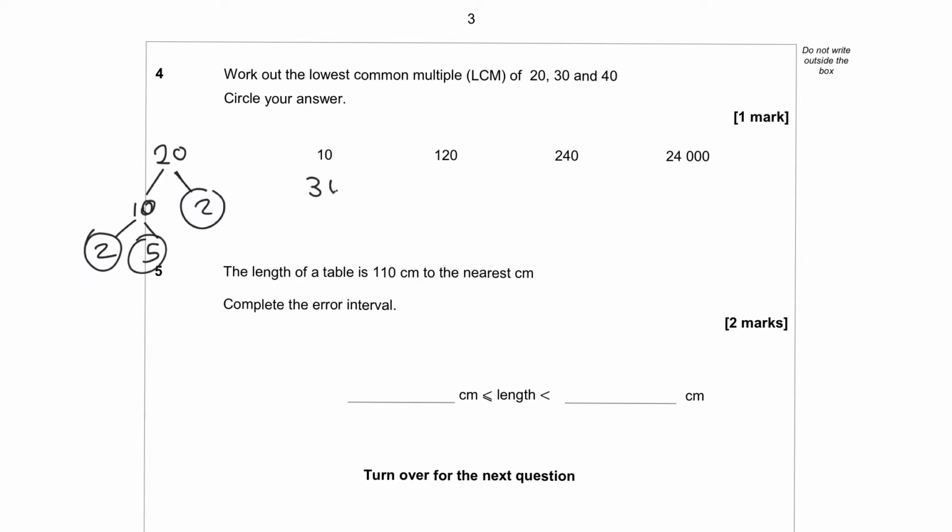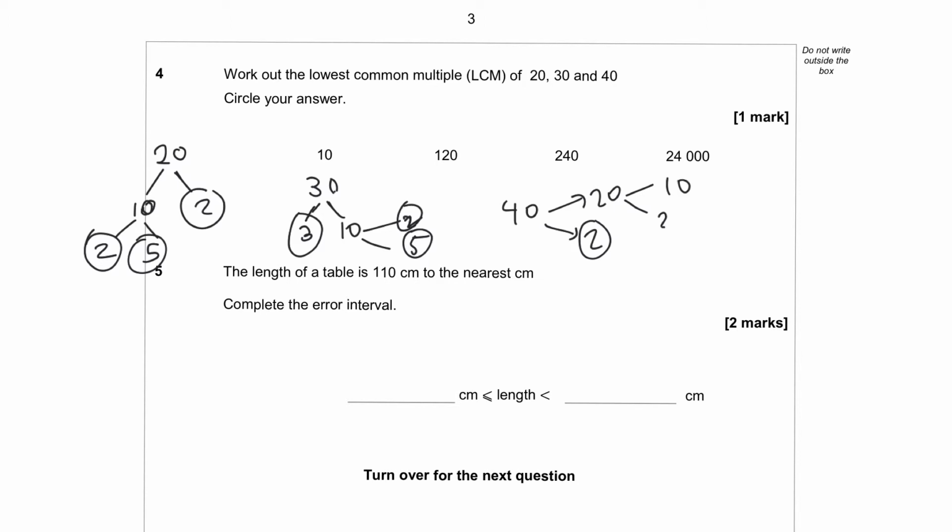Then of 30, 3, 10, 3 is a prime number, and then 2 and the 5. And then for 40, you can go 2, 20, and then 20 into the 10 and the 2, and then the 10 into the 2 and the 5.